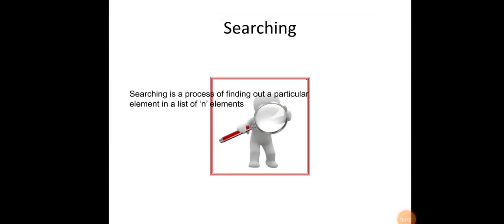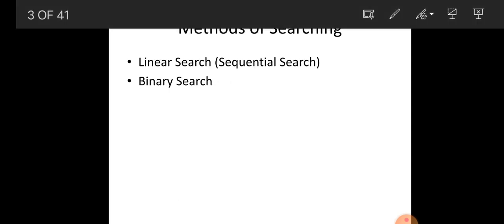Hence, we are going to see about the searching techniques. So, what is meant by searching? Searching is a process of finding out a particular element in a given list of elements. Already we saw in the last class what searching means and what the searching techniques are that we are using, and we will see the linear search.